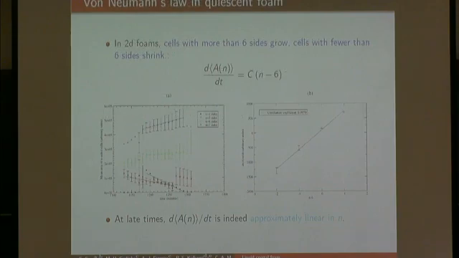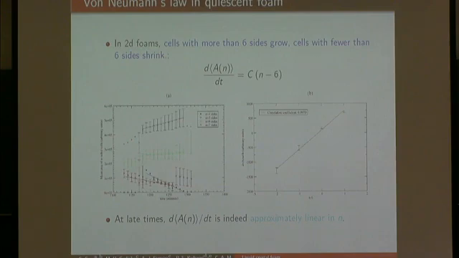Now this is nice. Something called von Neumann's law. Von Neumann's law tells you that cells with more than 6 sides should grow. Cells with fewer than 6 sides should shrink. Cells with exactly 6 sides should stay the same. So now we use only late time results.